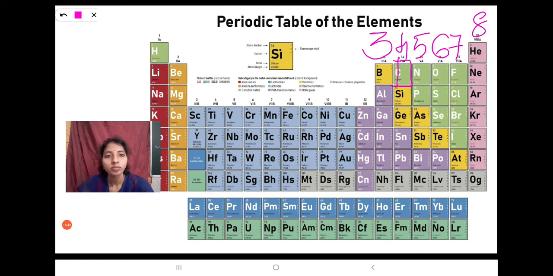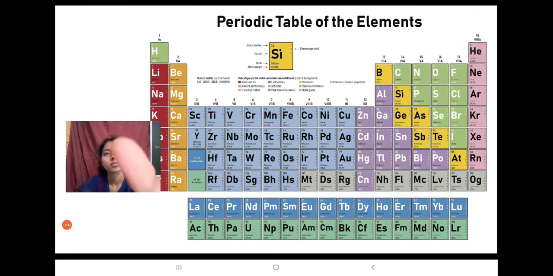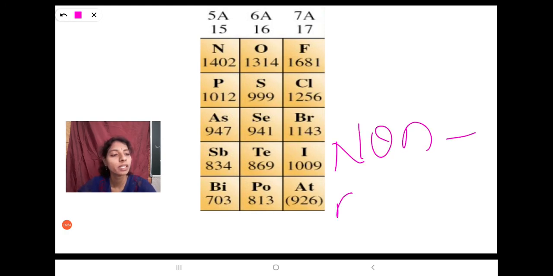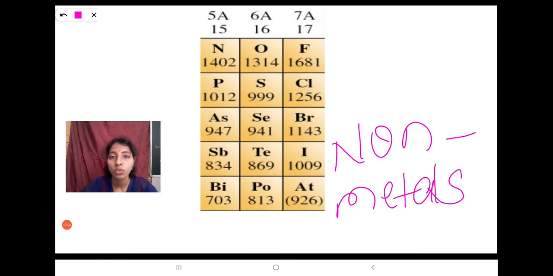So here, these 5th A, 6th A and 7th A group elements are known as the non-metals. These elements are completely non-metals, because these elements are gaining the electrons to get octet configuration, and based on their properties we can say these 3 group elements are non-metals.